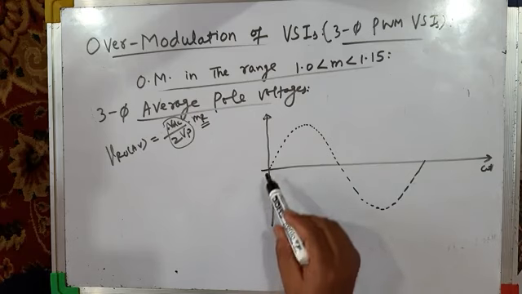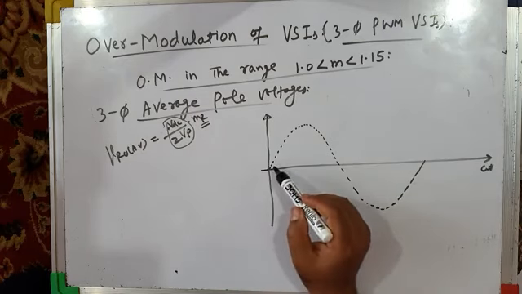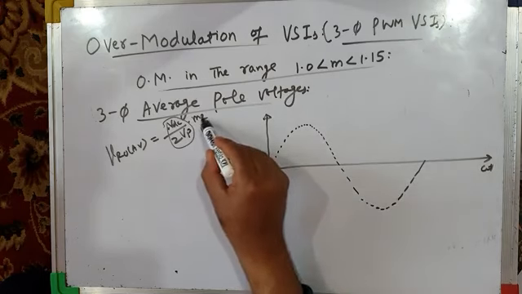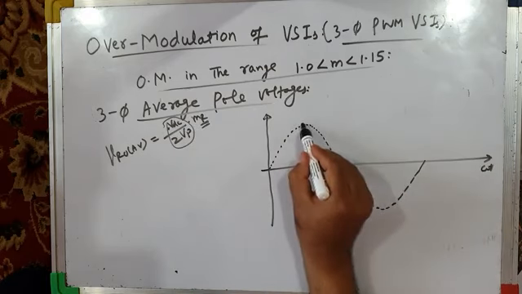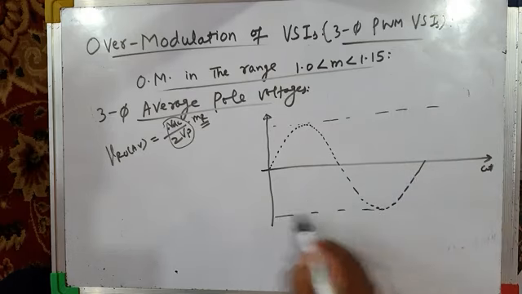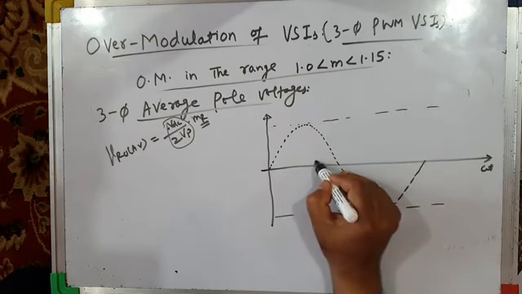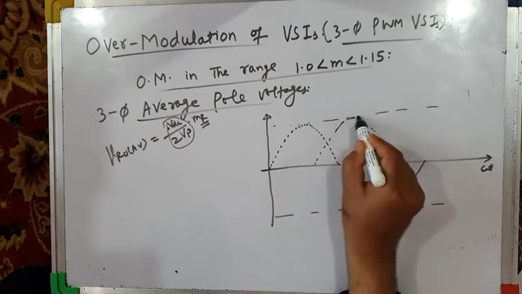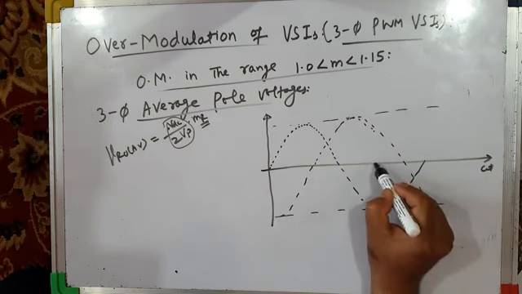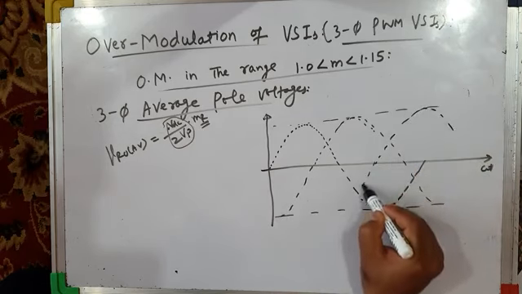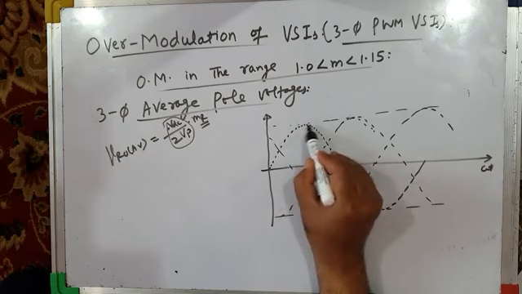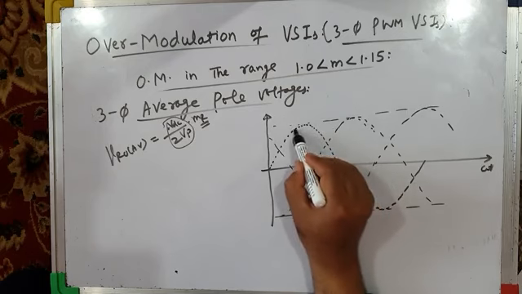Okay, for over modulation, your average pole voltage VRO would have been sinusoidal like this. It would have been a scaled version of modulating wave MR. Similarly, MY, VYO and VBO would also have been scaled versions of their respective modulating waves. Like this. But what happens near the peak of each modulating wave? There is bus clamping, there is pulse dropping.